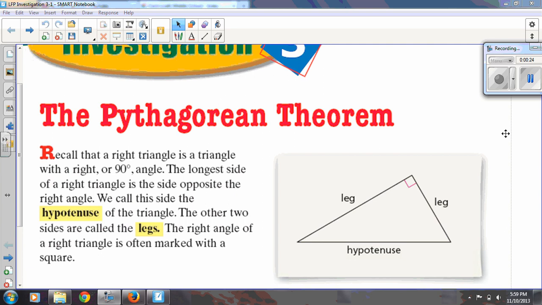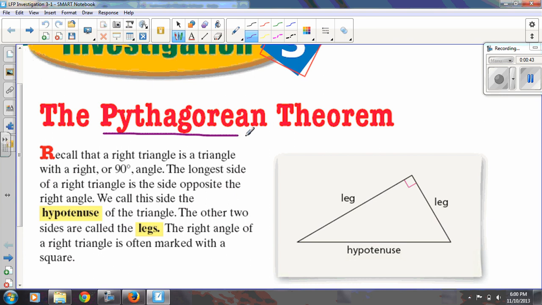So here we go. In case you'd like to follow along in your book, I am on page 31. It is actually the same thing that I have displayed right here on the screen. All right, in this investigation, there's going to be some words that you've probably never heard of before. One of those words is Pythagorean, and the other word is hypotenuse. We're going to talk also about something called legs. You've probably heard of a leg before, but maybe not in a mathematical sense.